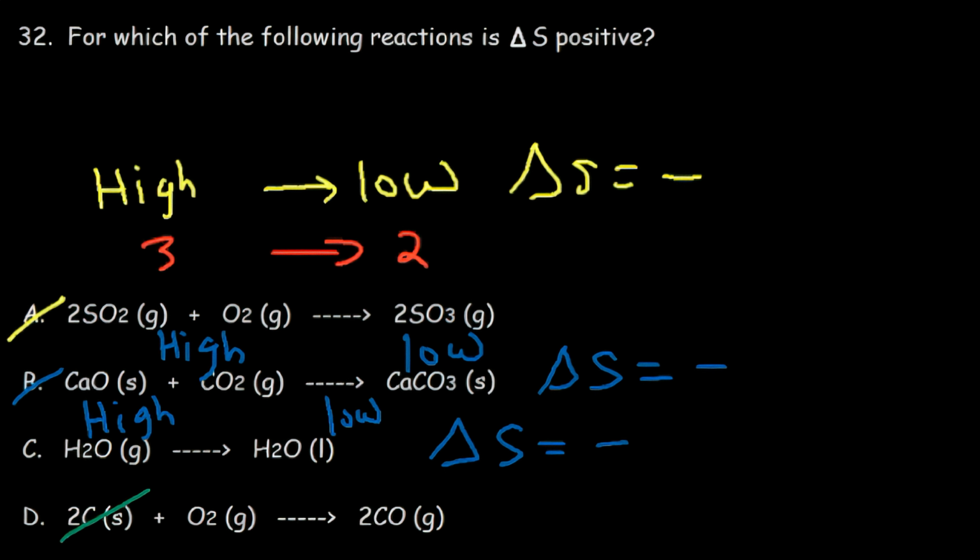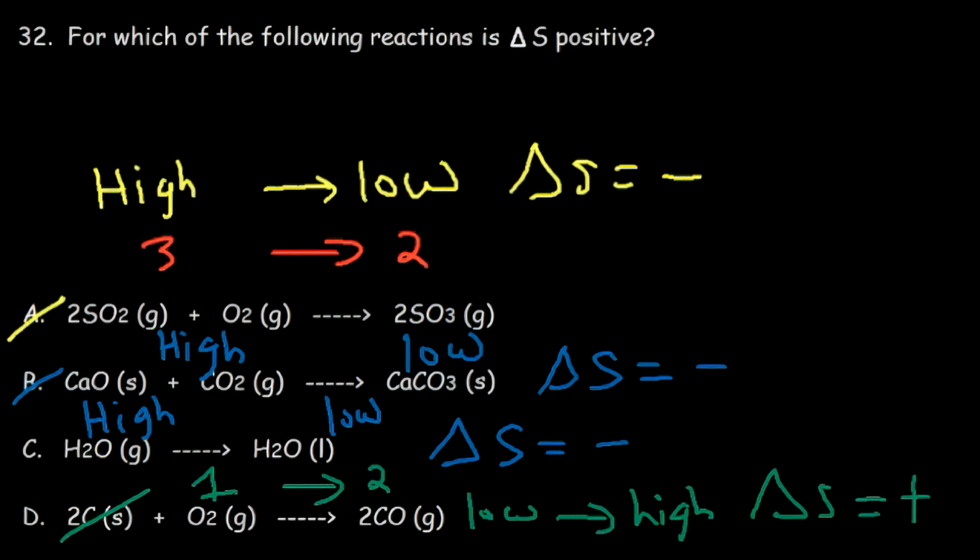So on the left side we have 1 gas molecule, and on the right side we have 2 gas molecules. So we're going from a low entropy system to a high entropy system, so delta S is positive because the entropy is increasing as we go from left to right. So D is the right answer.